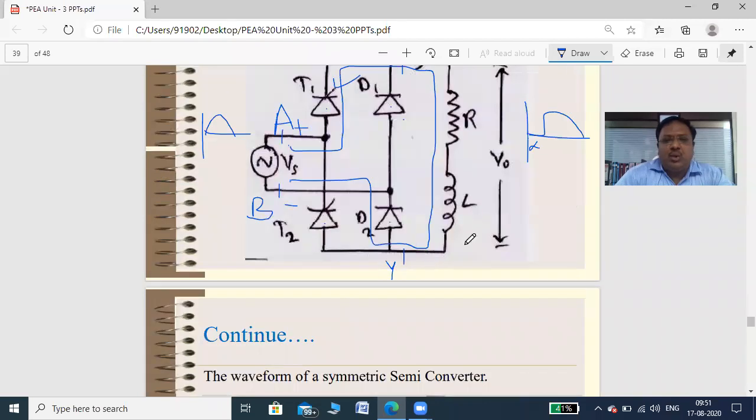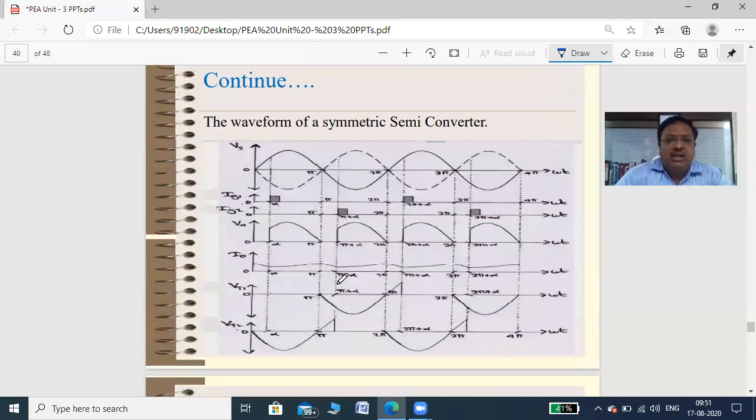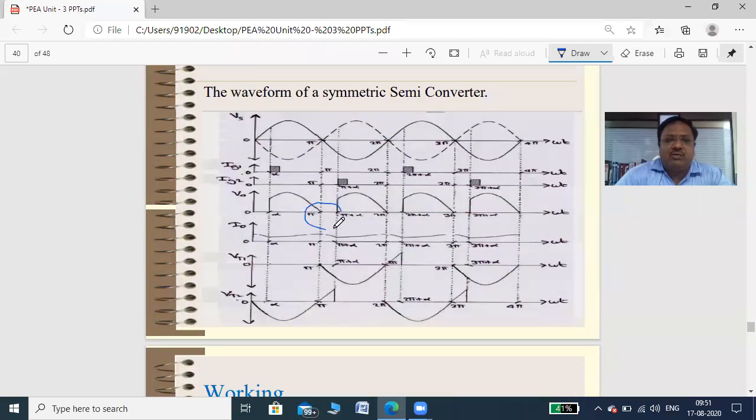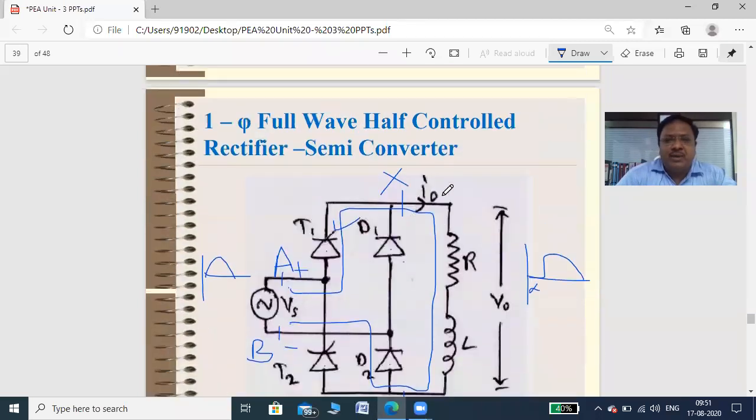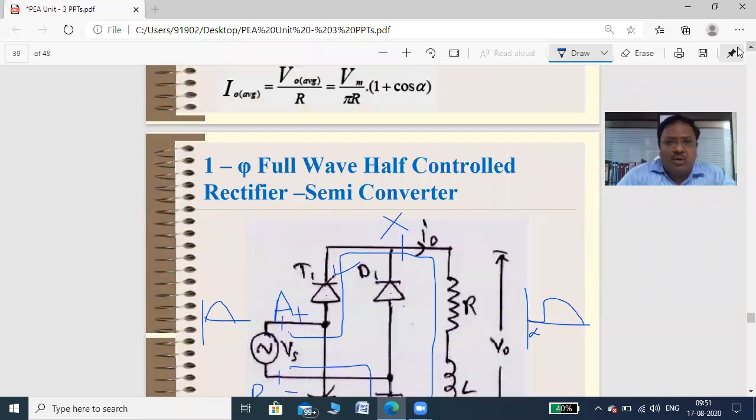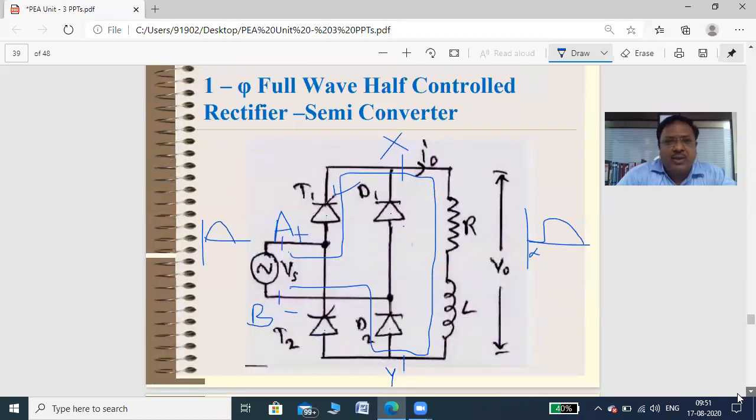Even though the load is inductive and a freewheeling diode is not connected, the SCR will still never conduct during the negative half cycle. This is most important, okay? And this is because of the diode already present in the circuit. So what happens exactly? I'll just repeat this one. Dear student, this is the important one. So I'll repeat it again.